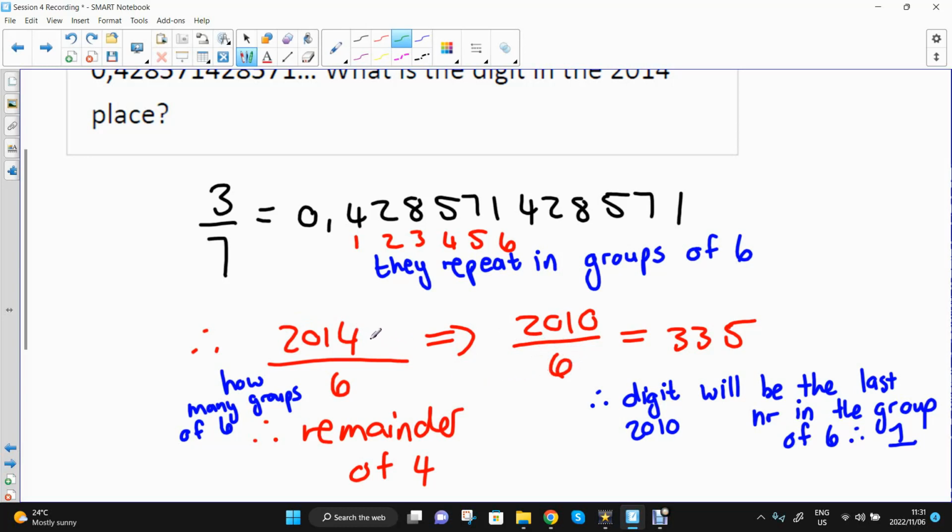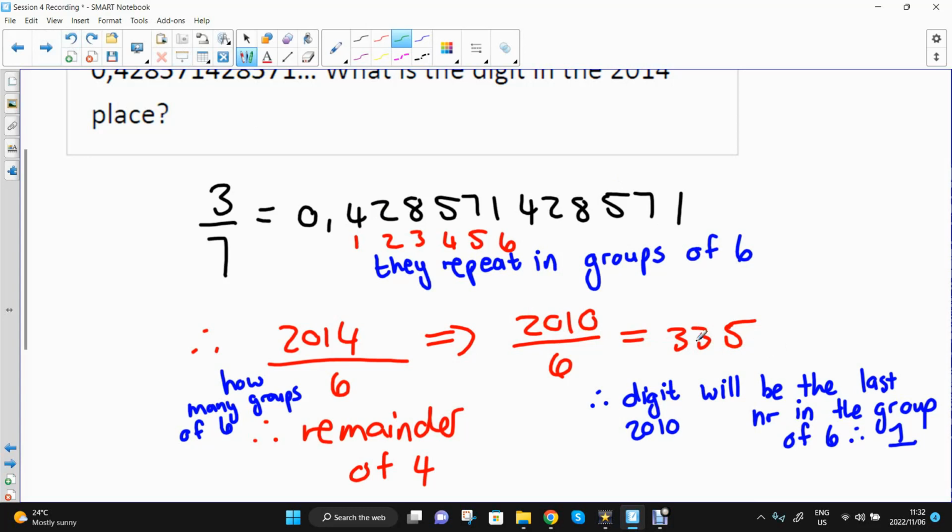And you can go one back obviously, so 2013 divided by 6, 2012 divided by 6, but you won't get answers. The only one closest to 2014 that will be divisible by 6 is 2010. So 2010 is exactly divisible by 6. Now what does this mean?